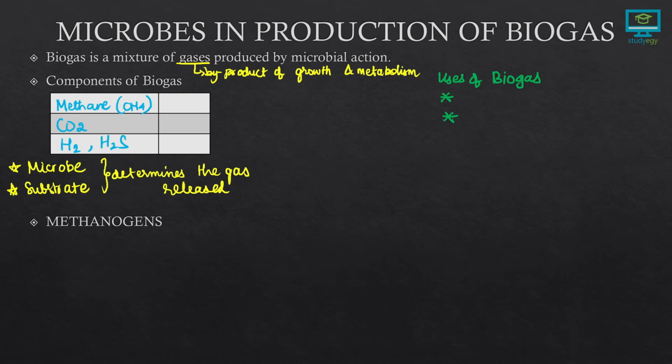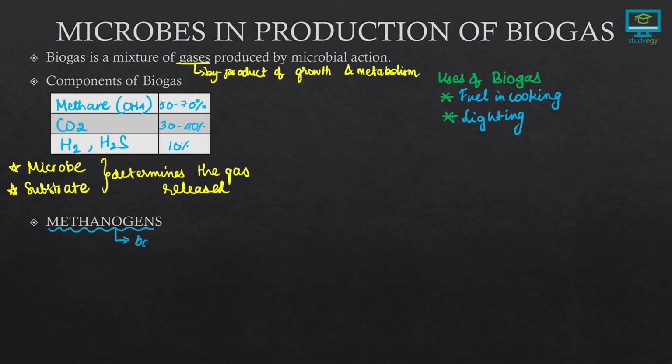Coming to the percentages, usually methane is very high in the biogas and it constitutes about 50 to 70% of the biogas. Carbon dioxide is 30 to 40%. And coming to hydrogen, it's 10%. Coming to the uses of biogas, it is usually used as a fuel in cooking and in lighting. Due to the presence of methane gas, it can be used as a fuel because methane is inflammable gas.